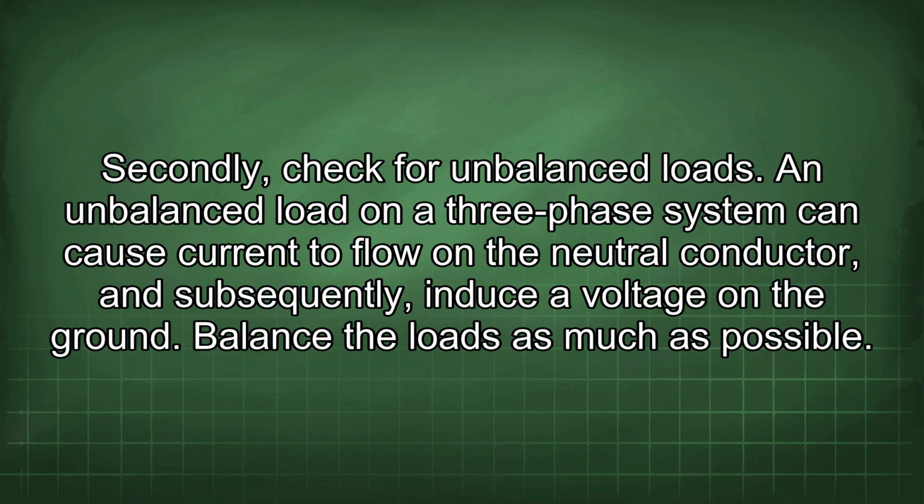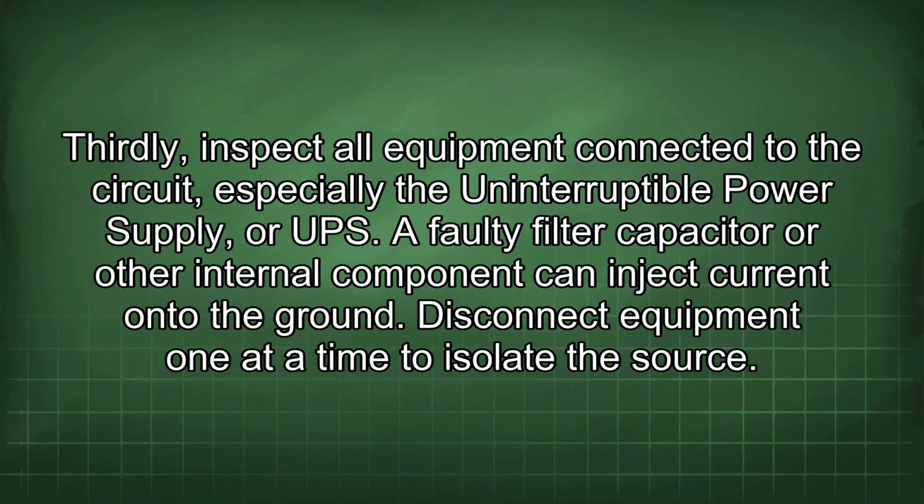Secondly, check for unbalanced loads. An unbalanced load on a 3-phase system can cause current to flow on the neutral conductor and subsequently induce a voltage on the ground. Balance the loads as much as possible. Thirdly, inspect all equipment connected to the circuit, especially the uninterruptible power supply, or UPS. A faulty filter capacitor or other internal component can inject current onto the ground. Disconnect equipment one at a time to isolate the source.